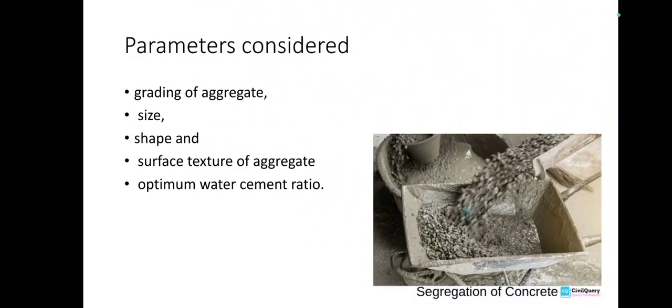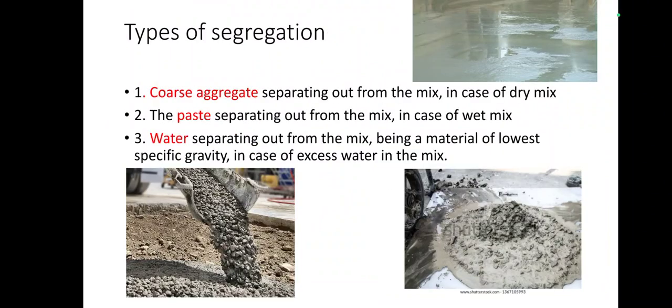What are the main parameters we have to consider in terms of segregation? The grading of aggregate. We should always follow uniformly graded aggregate. The size of aggregate, shape, and surface texture for binding with the cement paste, and also the water content, may play a major role in terms of segregation. And what type of segregation will occur?